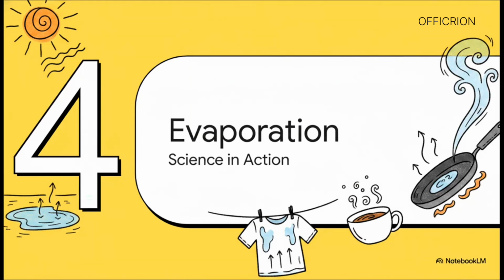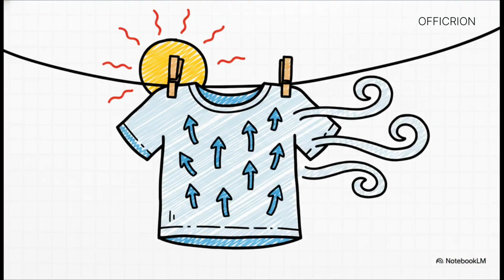Section 4. Evaporation and Everyday Life. Science in Action. All right, it is time to connect all these abstract microscopic theories back to the real world. We're going to see science in action with evaporation. Now, unlike boiling, which happens to the whole bulk of the liquid, evaporation only happens right at the surface, and it can happen at any temperature below the boiling point.